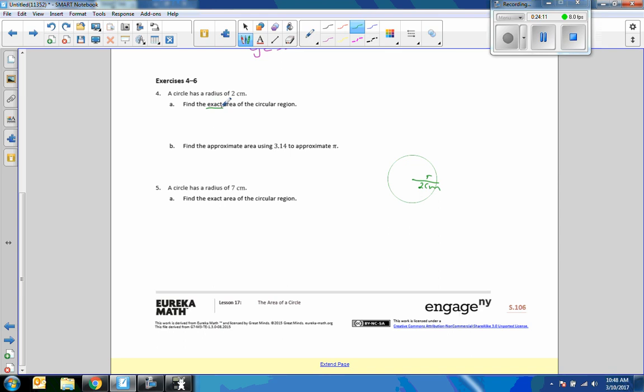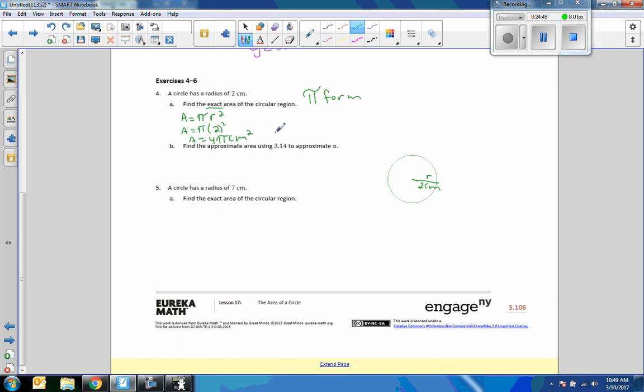When it says exact, that means do not round, and that means to leave it in pi form. The exact means pi. So I would write A equals pi r squared. A equals pi times the radius, which is 2 squared. So A equals 4 pi centimeters squared. And that is the exact answer.